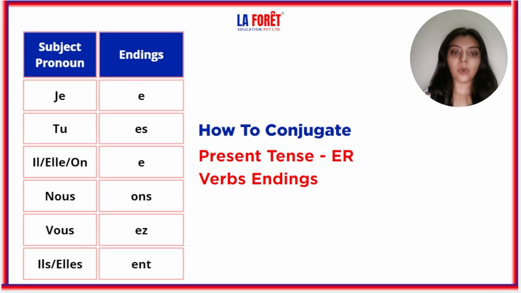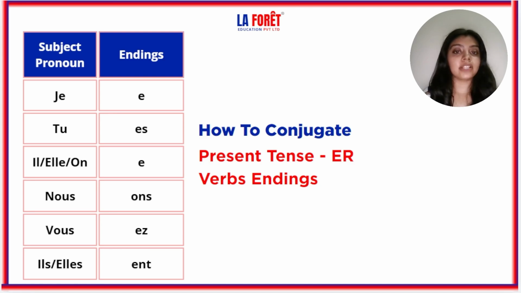With nous it is ons. With vous it is ez. And with ils, elles in plural form it is ent. So it will be e, es, e, ons, ez and ent. Let's repeat it once again. E, then es, e, ons, ez and ent.